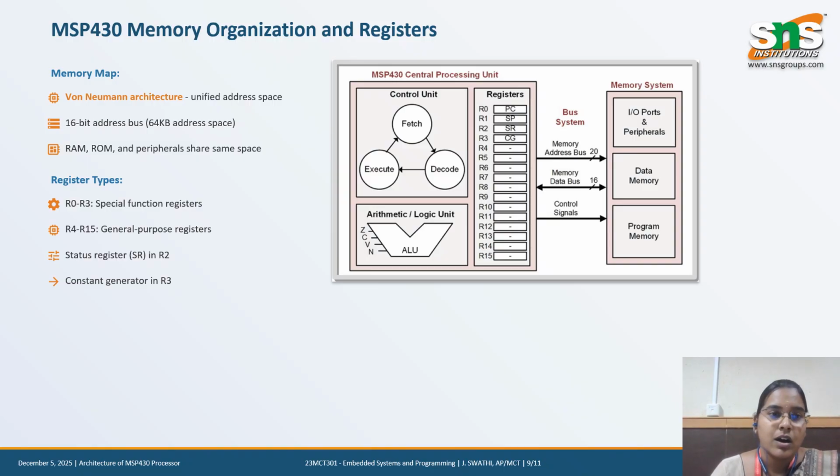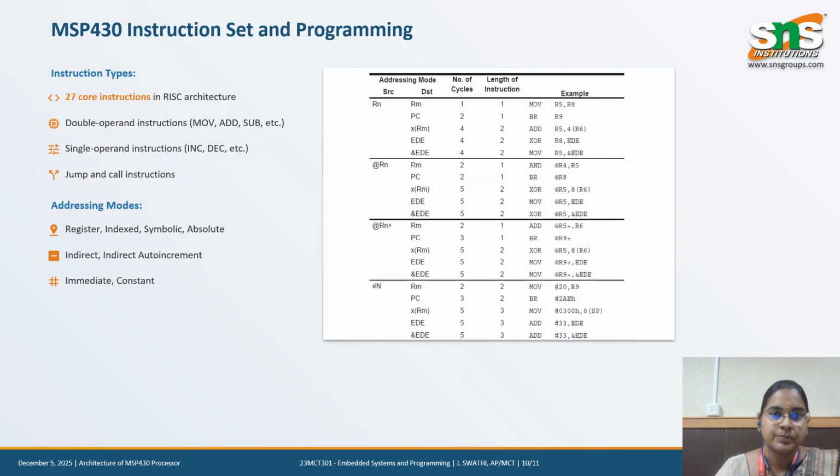So here the next main topic is memory organization and registers. We have R0 to R3, which are special function registers. From R4 to R15, they are general purpose registers, and apart from that we have the status register and constant generator also. And this is a 16-bit address bus. Since it is a 16-bit microprocessor, the address bus is also 16-bit. We have RAM, ROM and other peripherals to share in between the controllers.